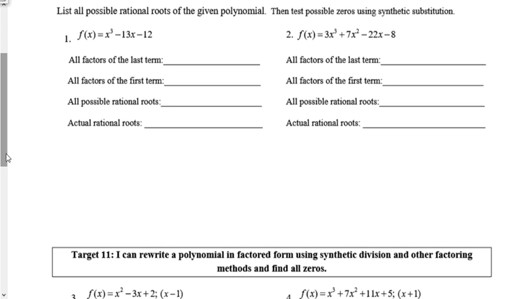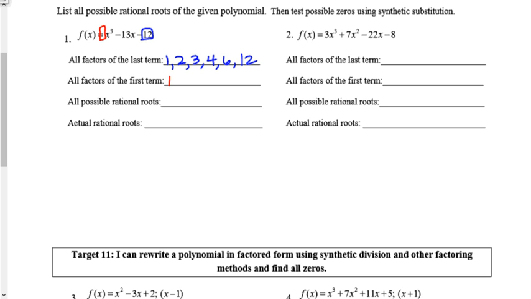So looking at number 1, we're going to first write all the factors of the very last term, which in this case is 12. So let's see, 1, 2, 3, 4, 6, and then 12 goes into 12. And then all factors of the first term just being 1. If there's nothing there, always just assume that it's 1. So I'm just going to say 1.